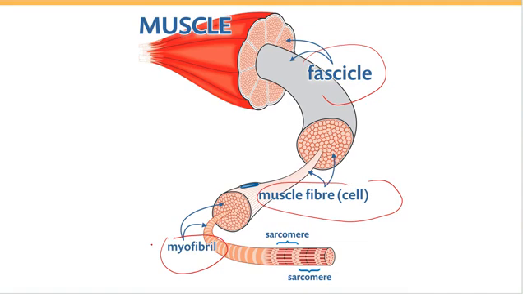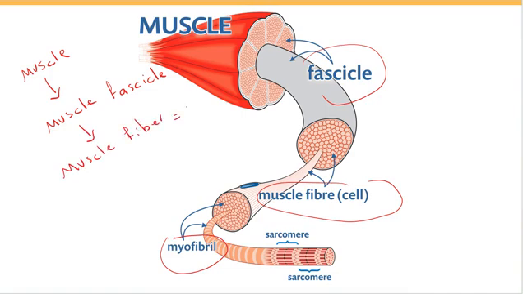So from largest to smallest, we have muscle as an organ, then muscle fascicle, next we have muscle fiber or muscle cell. Then we have myofibril, then sarcomere.